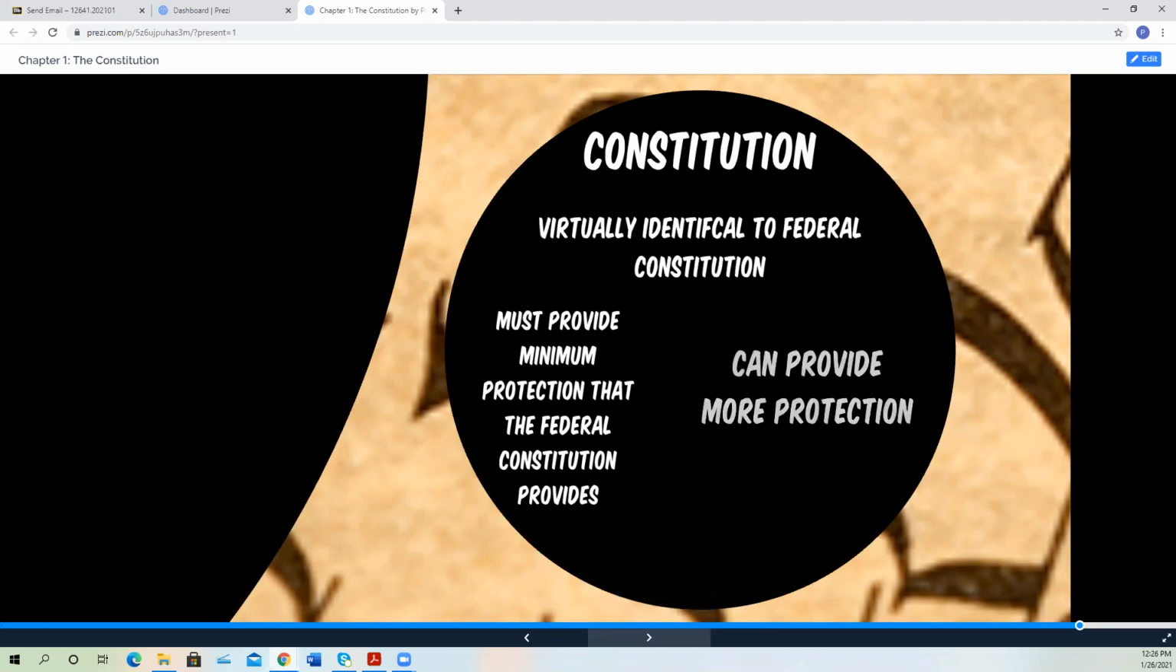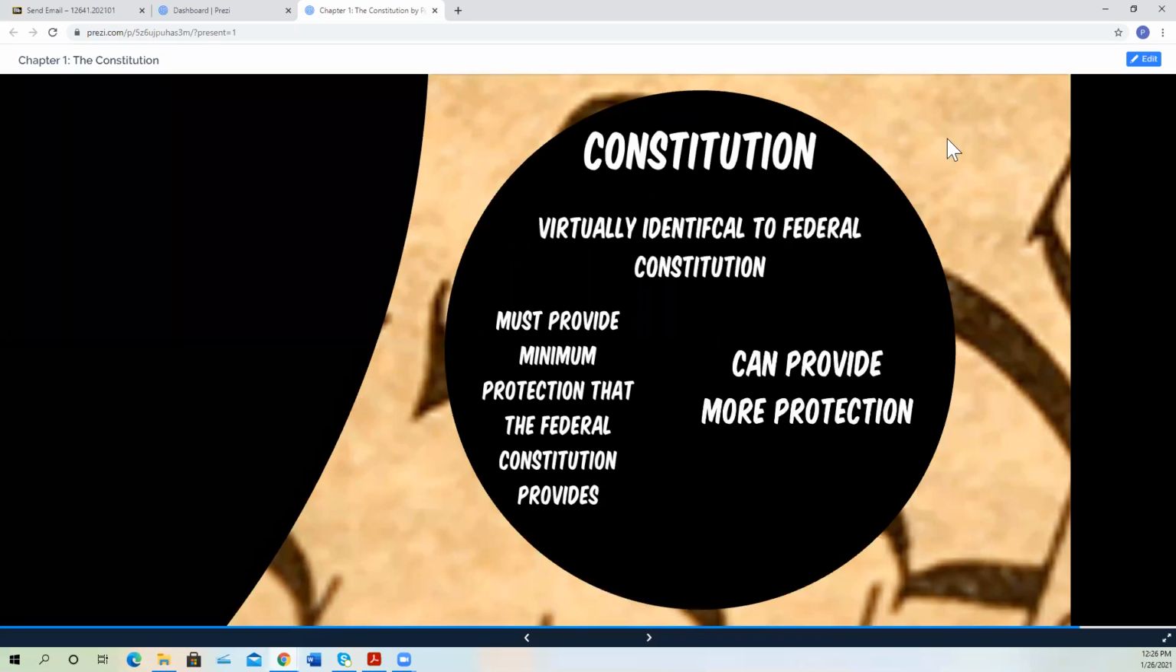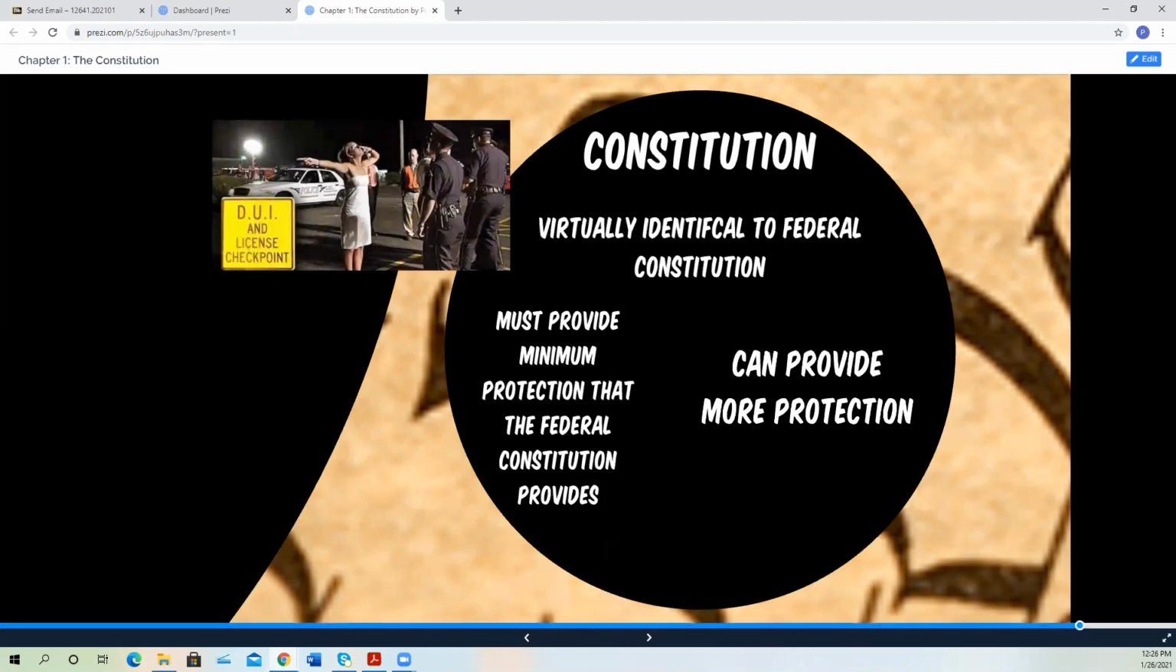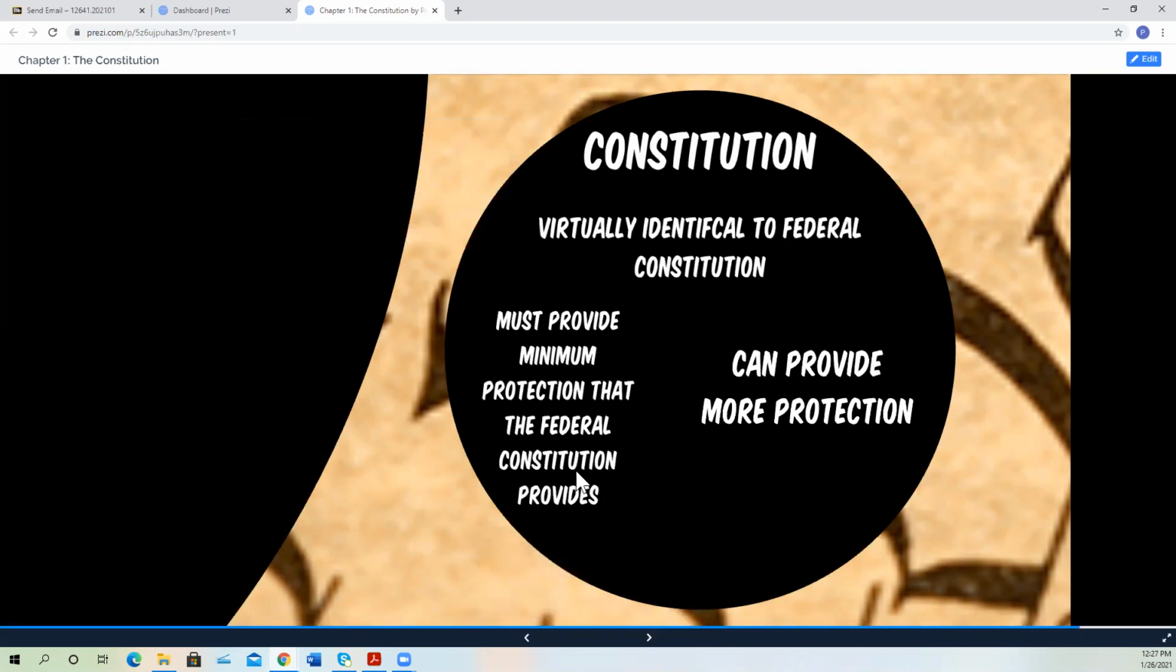So what that means is that under the state constitution, the state can give you more protection than what the federal constitution can, but they cannot give you less protection than what the federal constitution can. So the federal constitution provides minimum protection. So for example, Fourth Amendment rights. State constitutions have a very, if not identical, Fourth Amendment, as does the federal constitution.